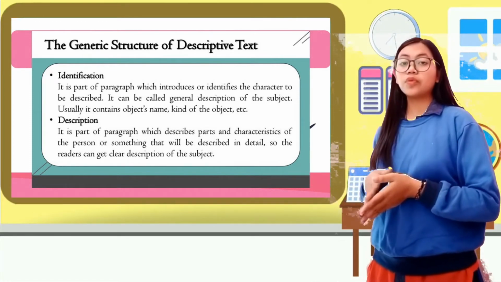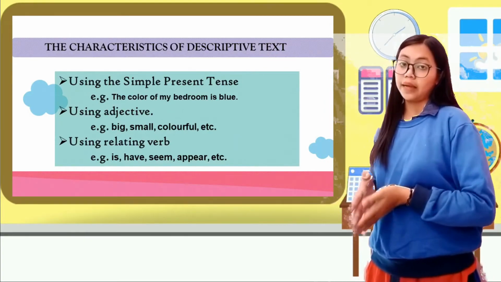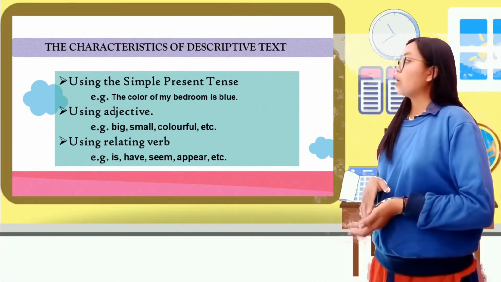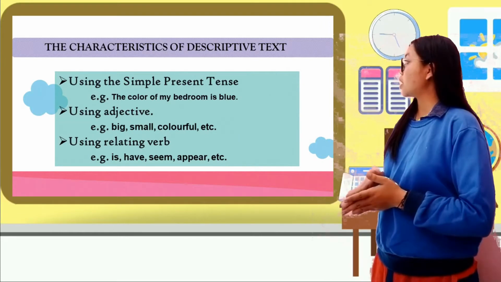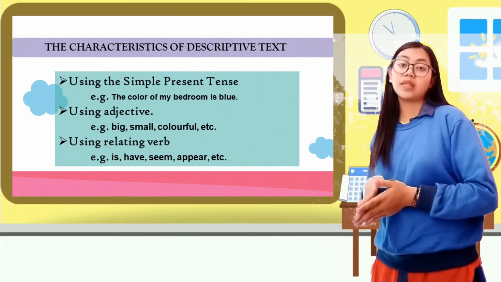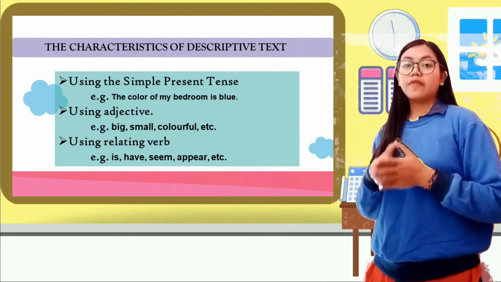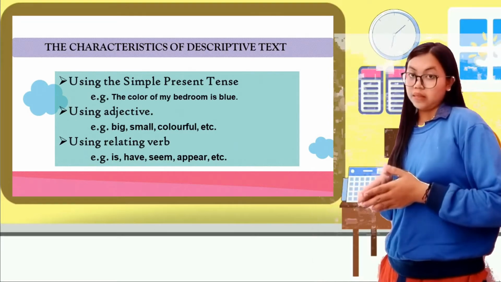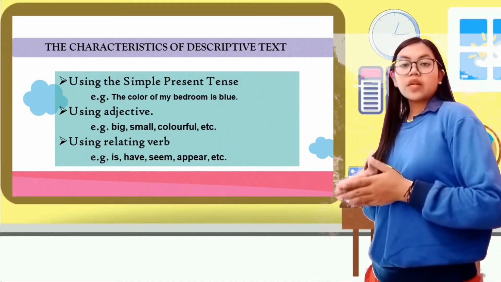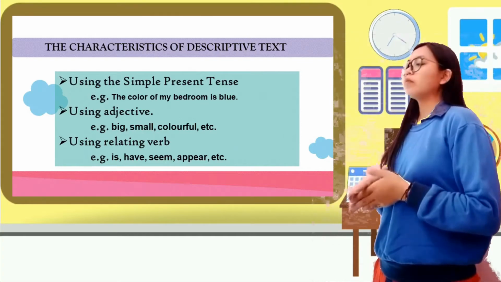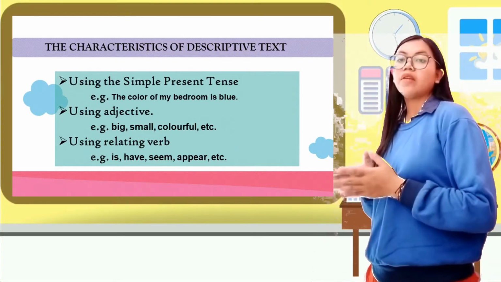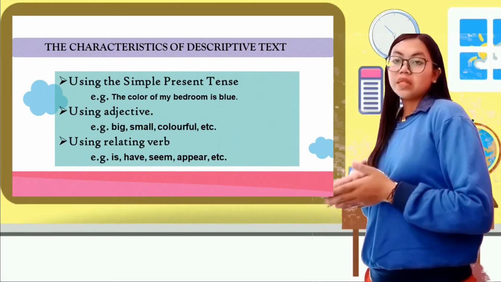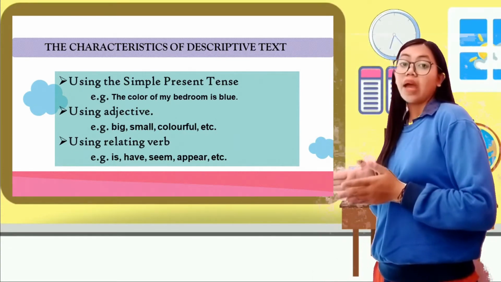Well, we move to the characteristics of descriptive text. There are three characteristics of descriptive text. The first is using simple present tense, the second one is using adjectives, and the third one is using relative verbs. Alright, the first characteristic of descriptive text is using the simple present tense. Well, descriptive text uses the simple present tense because it will describe the facts attached to an object. And the function of the simple present tense itself is to show the fact or the truth.